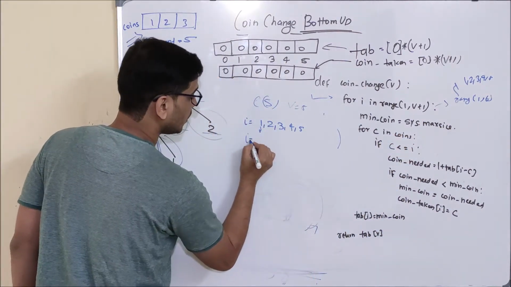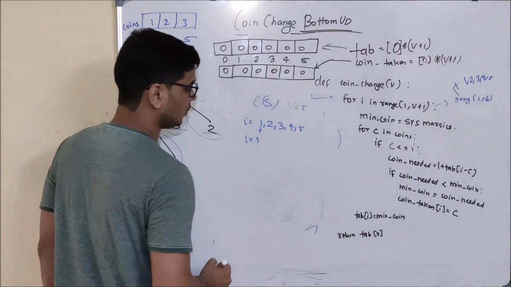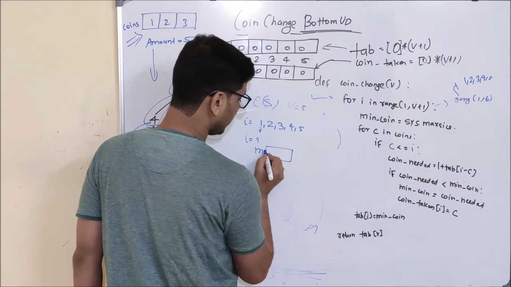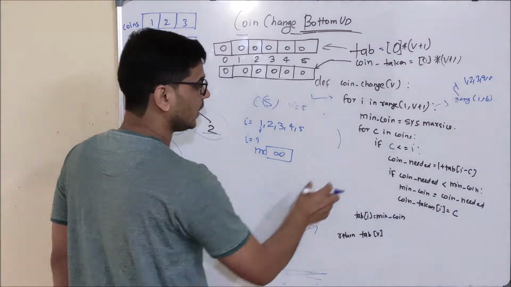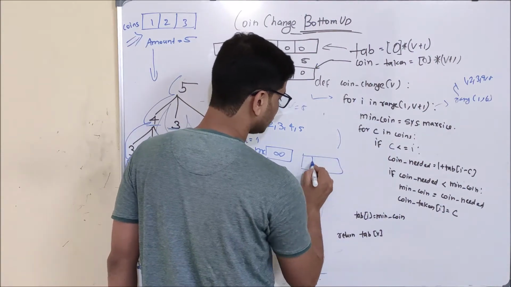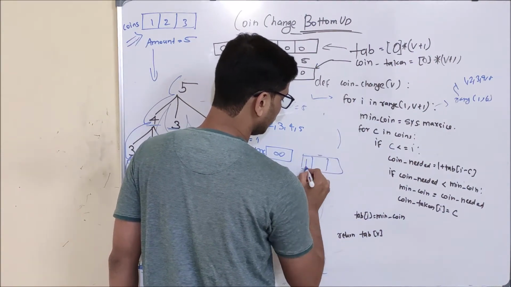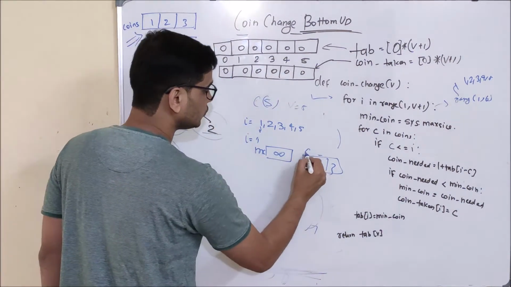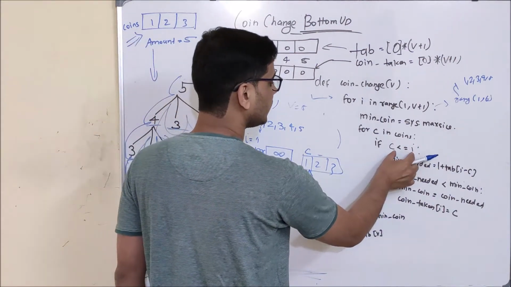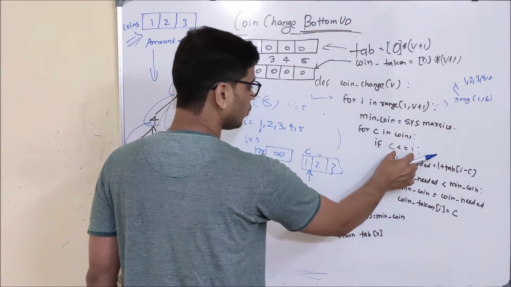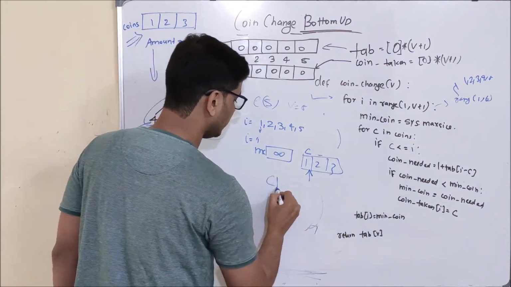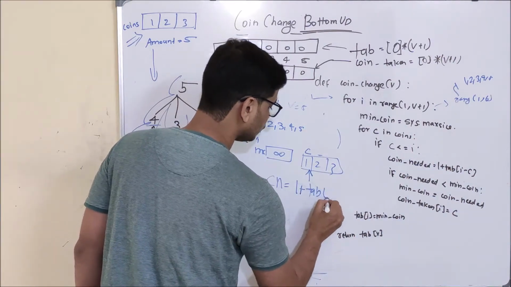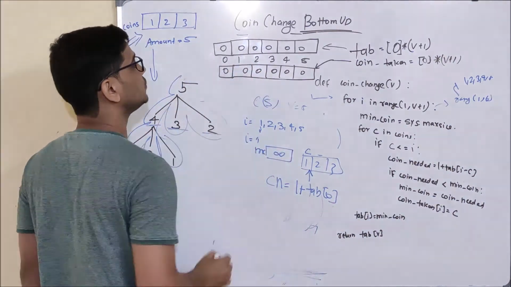Now let's see how this particular code will execute for i equal to 1. When i is equal to 1, first of all a min coin variable will be created and it will be initialized to infinity. And then I am going to try all the coins: 1, 2, 3. So first of all we are going to try this particular coin. Here c is equal to 1 and i is equal to 1. So this condition will be true and I am going to calculate coin needed. Coin needed will be equal to 1 plus tab of i minus c, basically tab of 0. And what is tab of 0? Tab of 0 is 0.